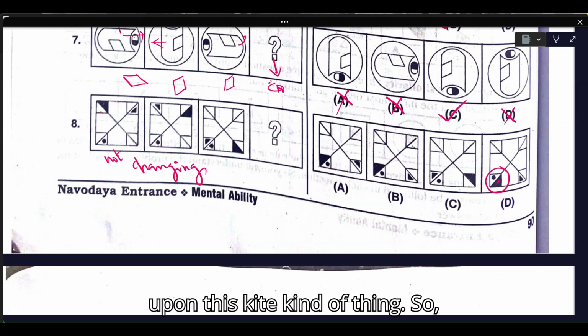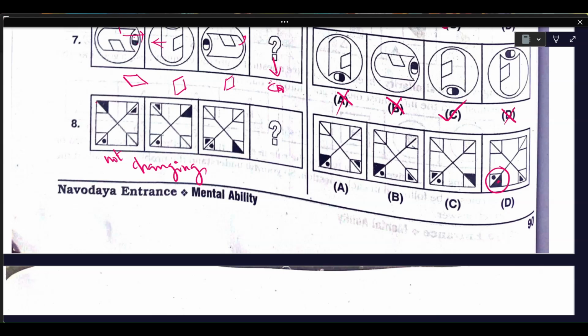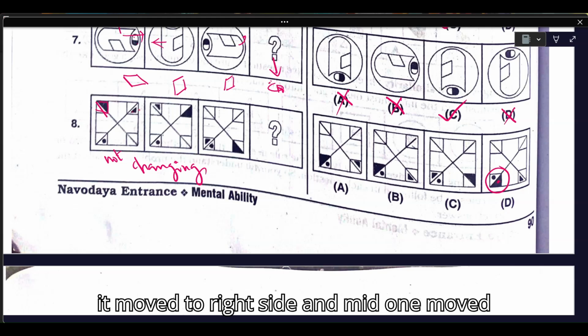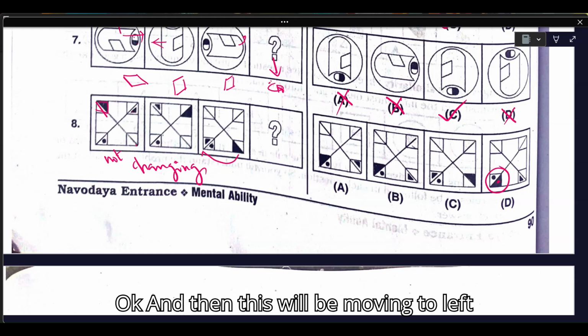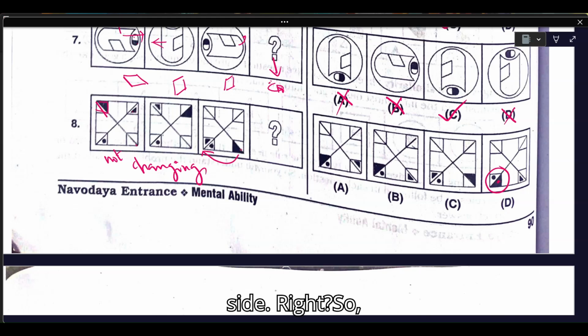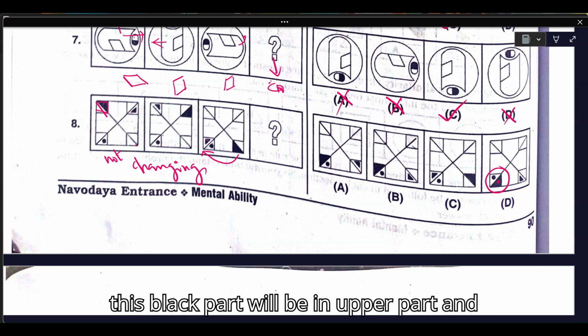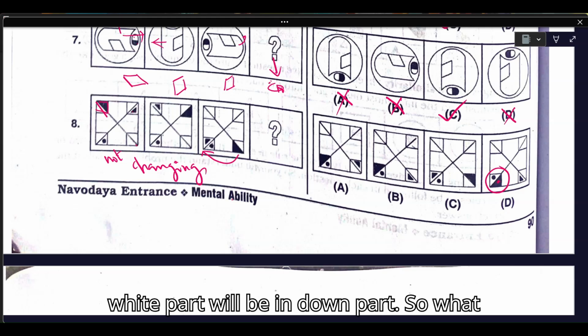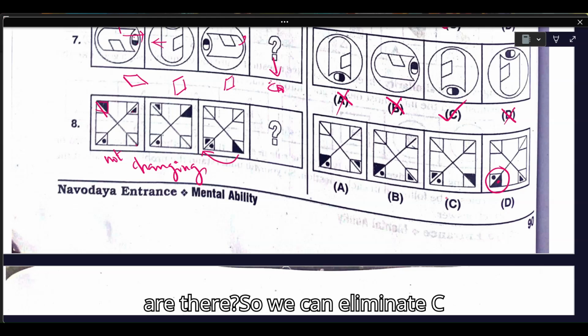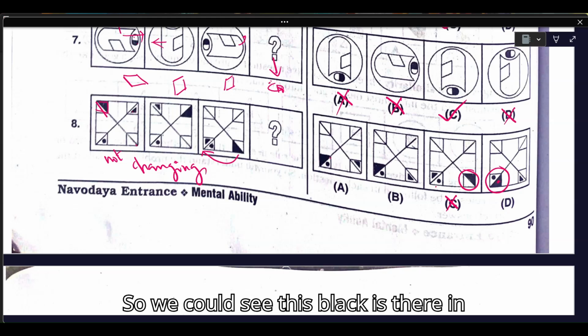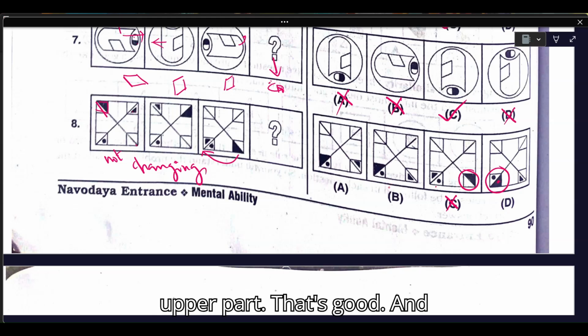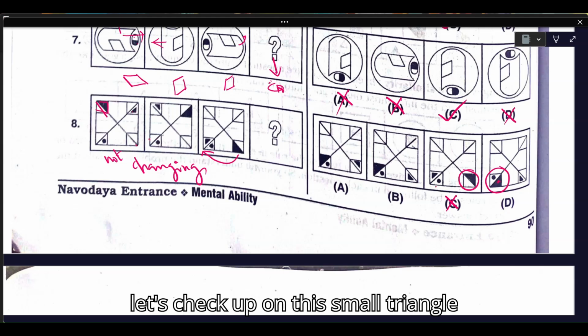Let's check upon this kite kind of thing. So this rectangle is here, and then it moved to the right side and it will move to the down side. Okay, and then this will be moving to the left side, right? So this black part will be in the upper part and the white part will be in the down part. So we can eliminate C because this should come here, right? So we could see this black is there in an upper part. That's good.